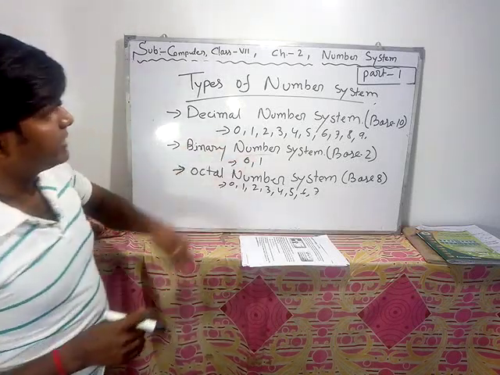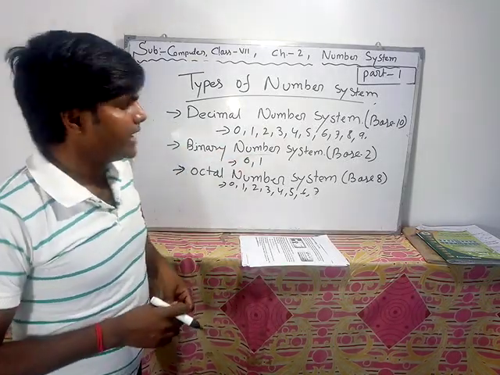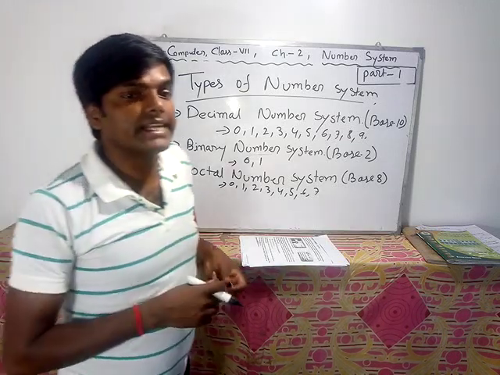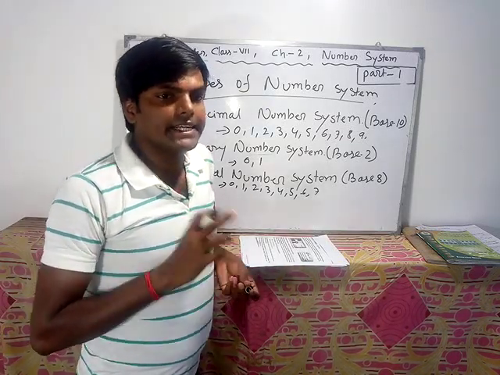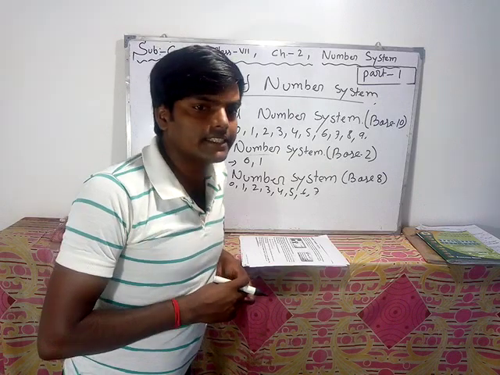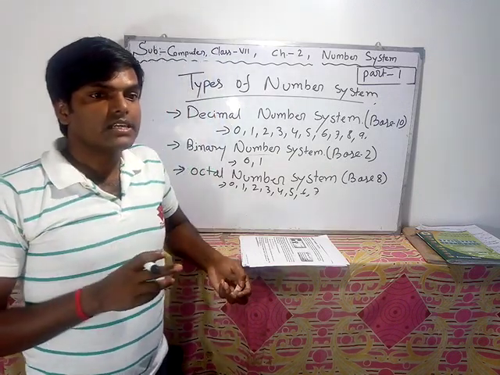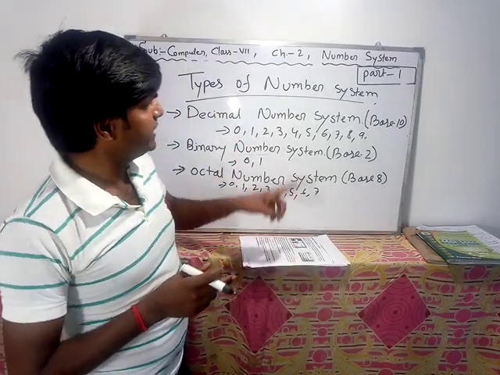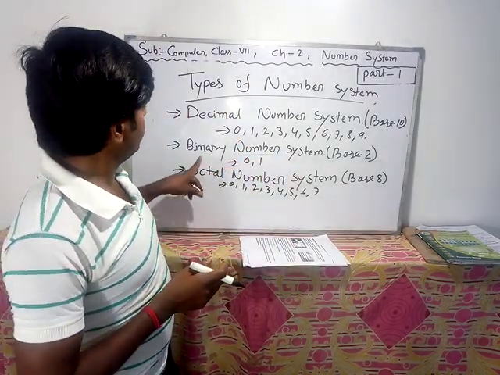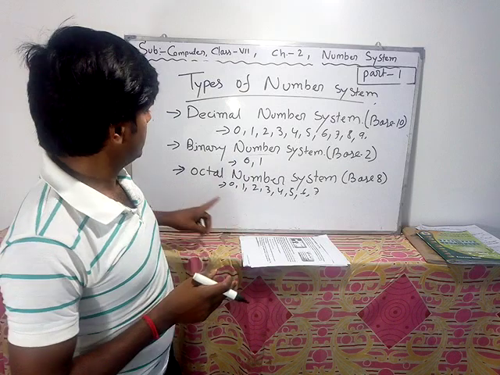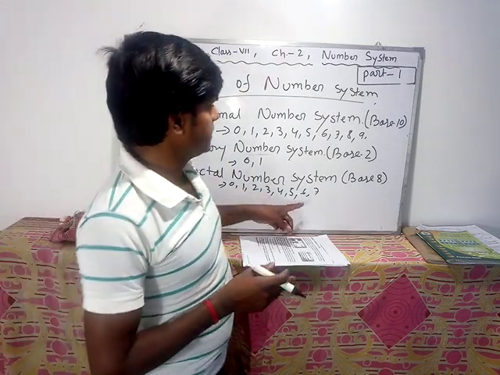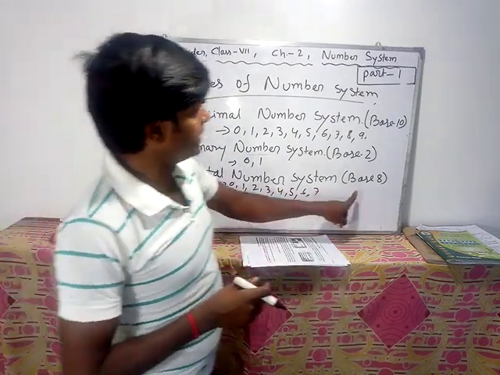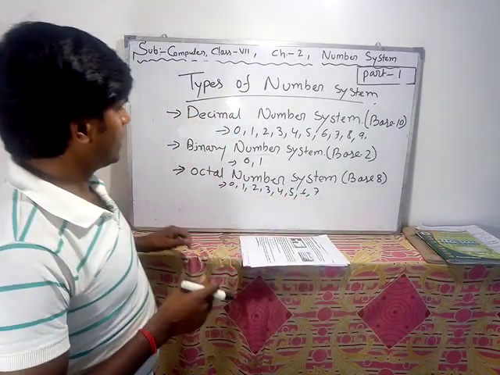So the decimal number system has base 10 and has 10 digits. The binary system has 2 digits, and the octal number system has 8 digits. That's why octal has base 8.